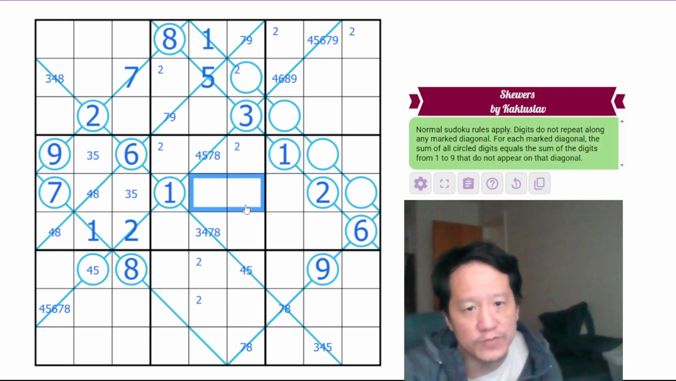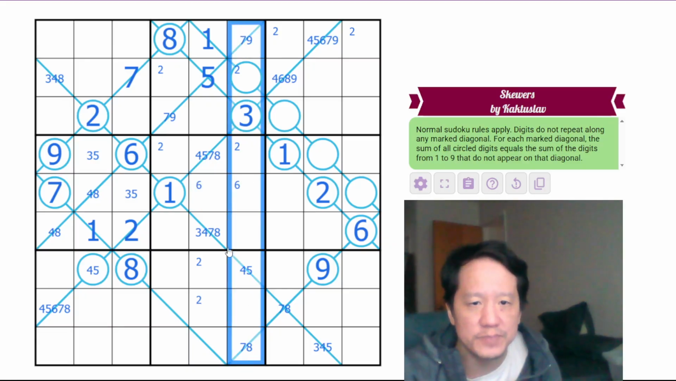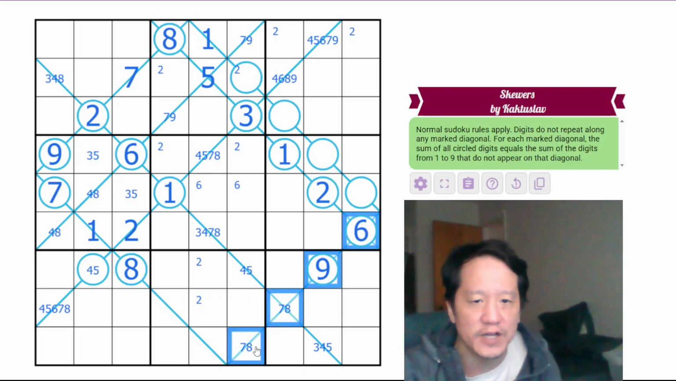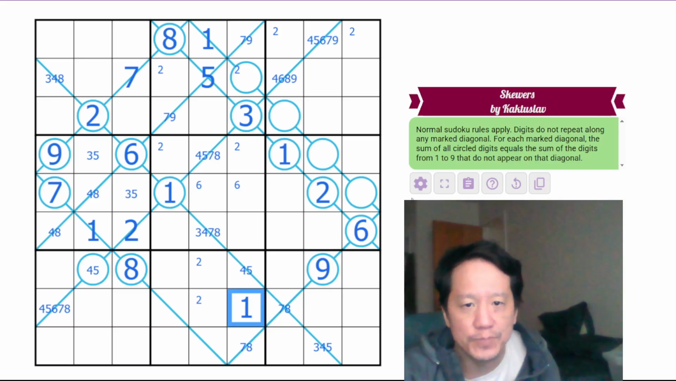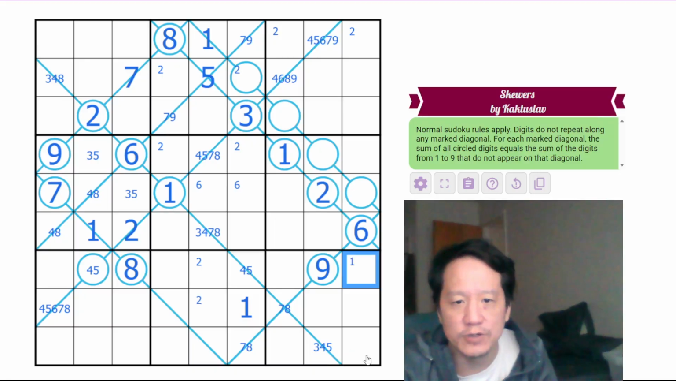6 has to be one of these two. Where is 1 in column 6? Can't be here because of 1's in the boxes. Can't be here because of 1 on the line. Can't be here because this has to be 6, 7, 8, and 9 on the line. So this has to be 1 here. 1 eliminates 1 here and 1 here, and this can't be 1 because of 1 on the line. So 1 has to be one of these two.